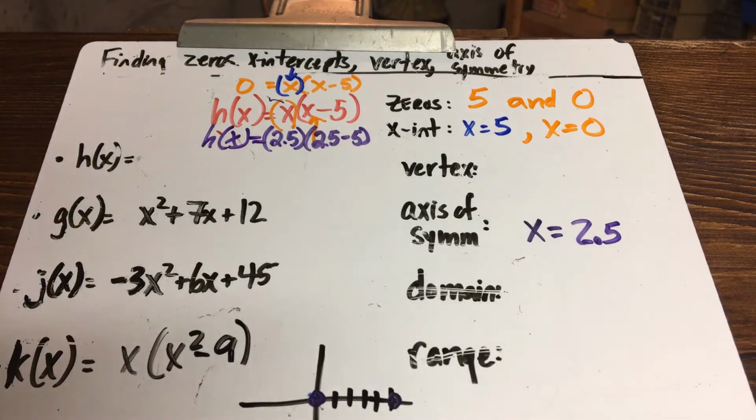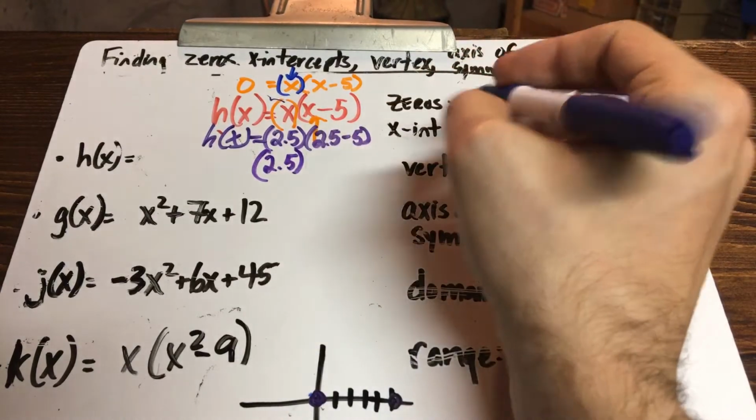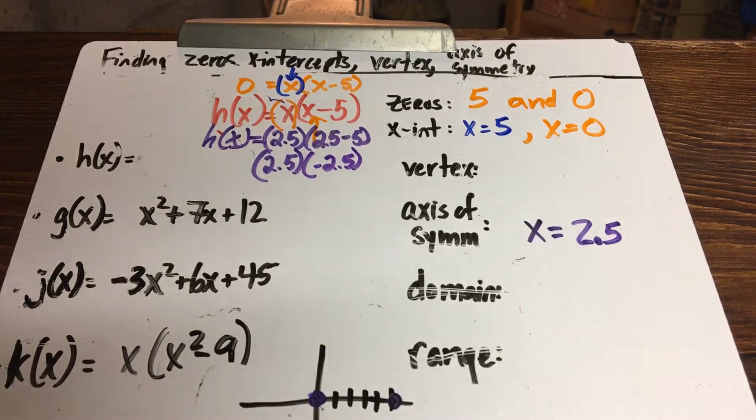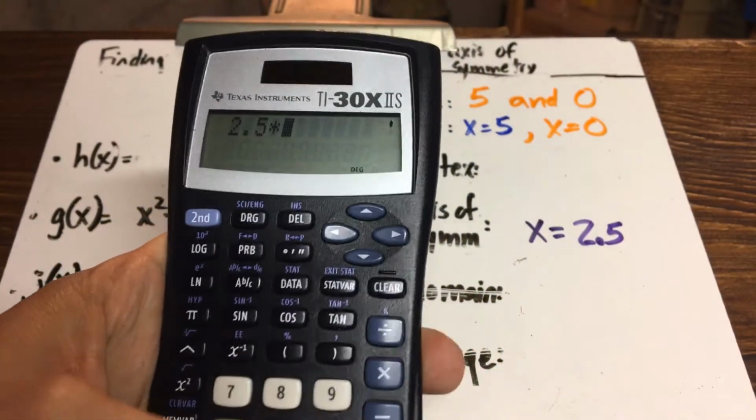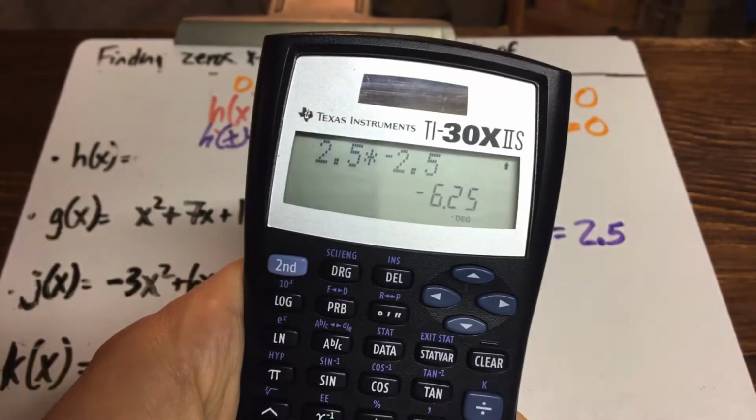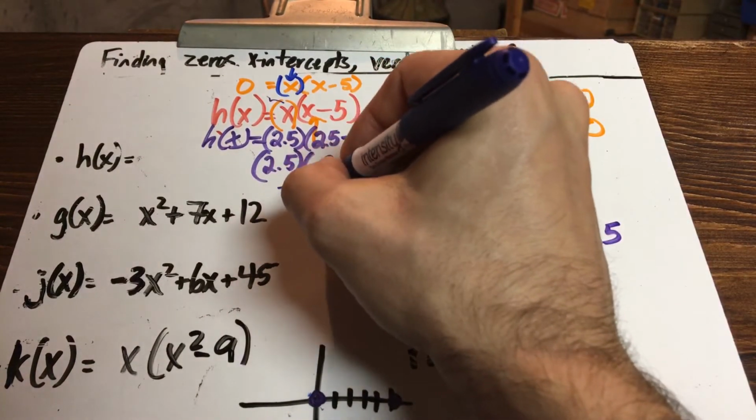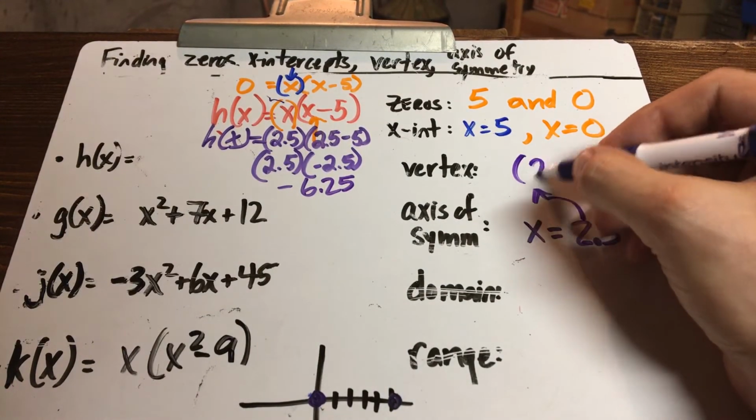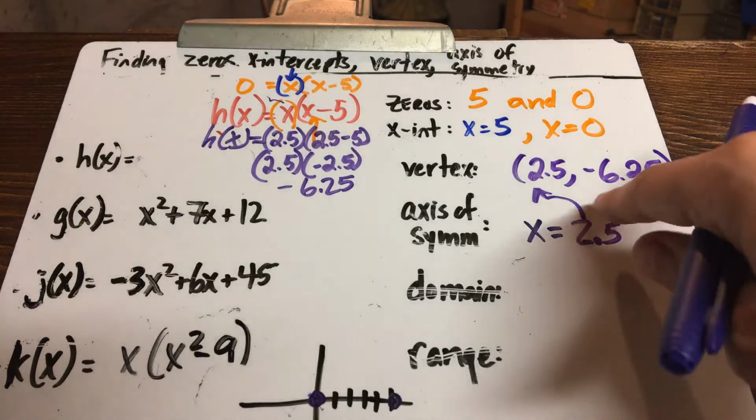That would be 2.5 times whatever the second parentheses is. 2.5 minus 5 would be negative 2.5. And so what I really have is 2.5 times negative 2.5, which I believe is negative 6.25. But just to make sure, I'll go ahead and try it on here. 2.5 times negative 2.5. Yes, negative 6.25. And so that means our vertex is going to be, the vertex is always going to start with your x axis of symmetry, and then it's going to have the answer we just got as the y coordinate, right? So those two are always the same.